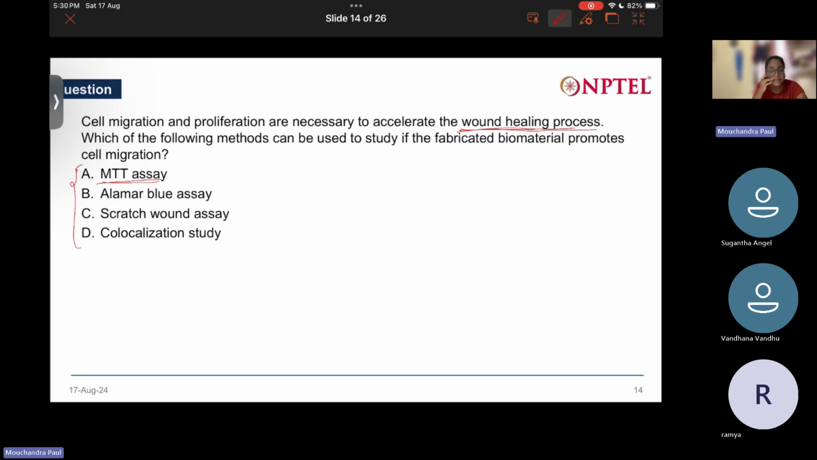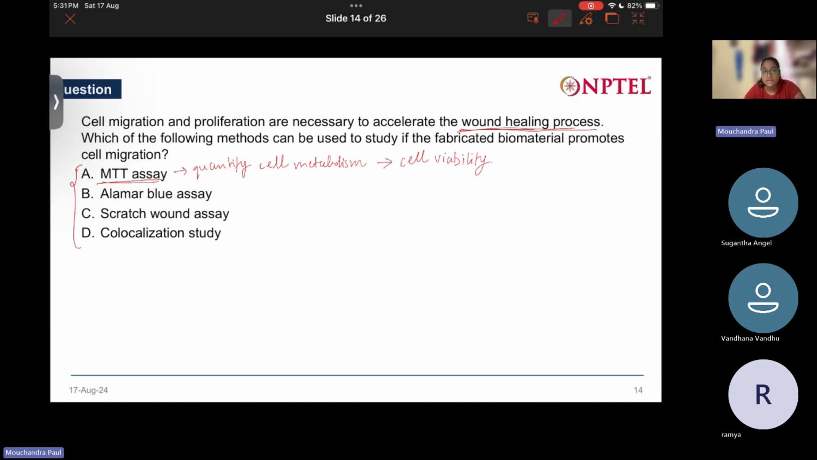So MTT assay is an assay that helps us to quantify cell metabolism, and indirectly you can also get to know cell viability, okay, not directly. Why I'm saying indirectly? It is coming from the logical fact that if the cell is able to metabolize, if the powerhouse of the cell, the mitochondria, is functioning, it is an indication that the cell is alive. Okay, that is why I'm saying.